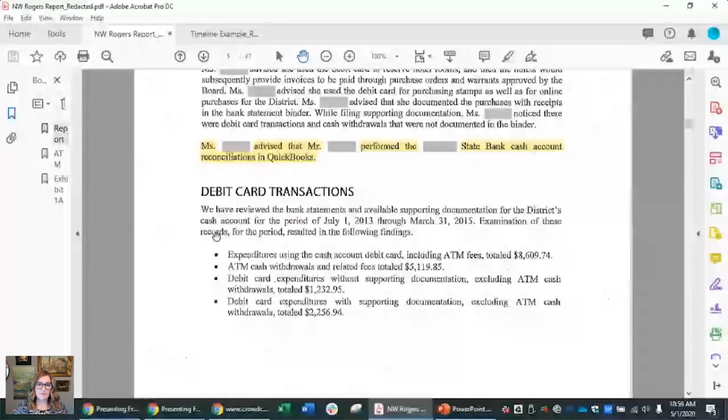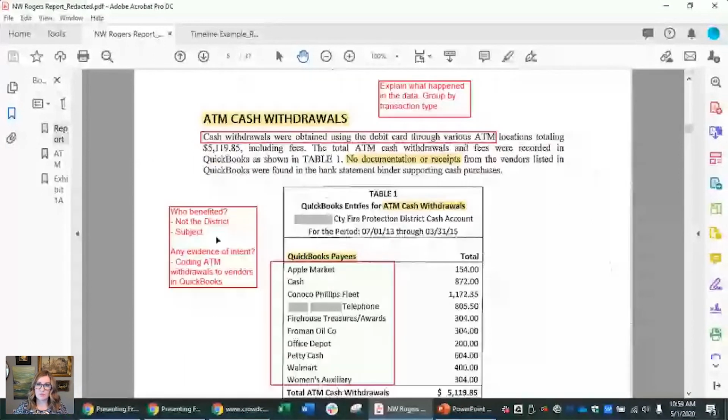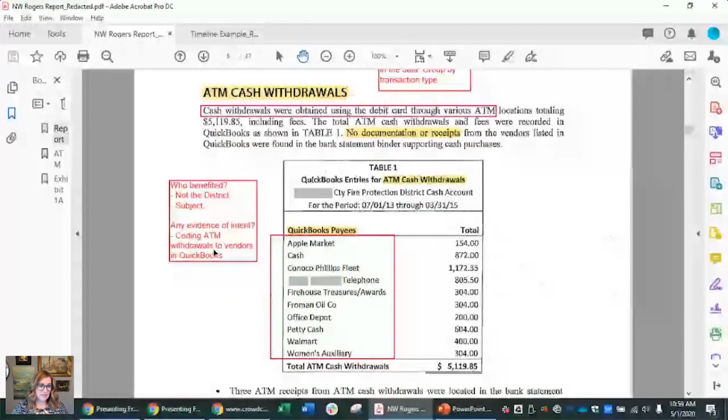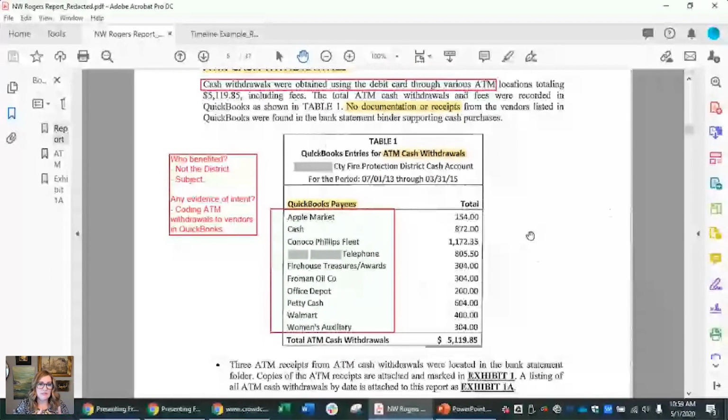Then we like to categorize by transaction type. So this one involved a debit card. So we had some ATM cash withdrawals, and then we also had just debit card usage, just using at different stores. So we grouped that. One of the things I pointed out as part of our intent, and also to lend towards who benefited from this, was these ATM cash withdrawals.